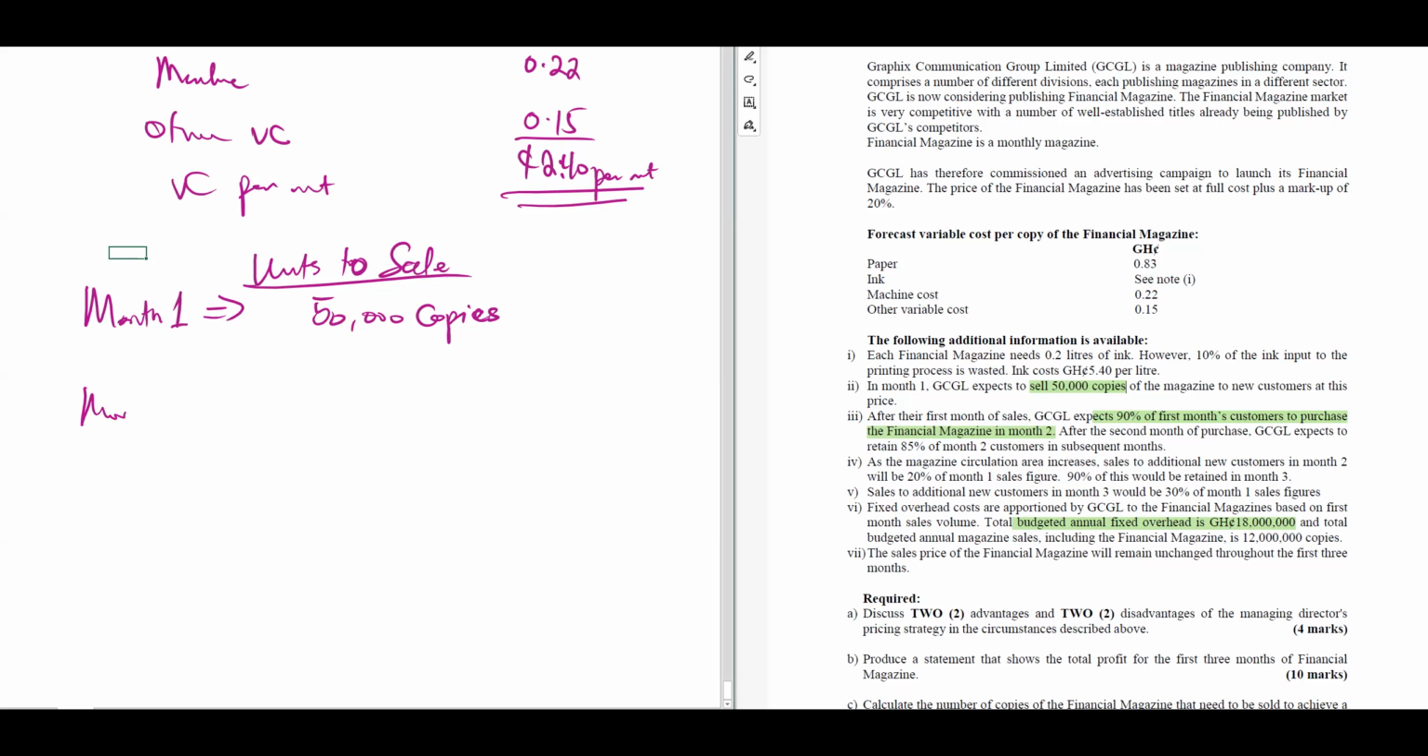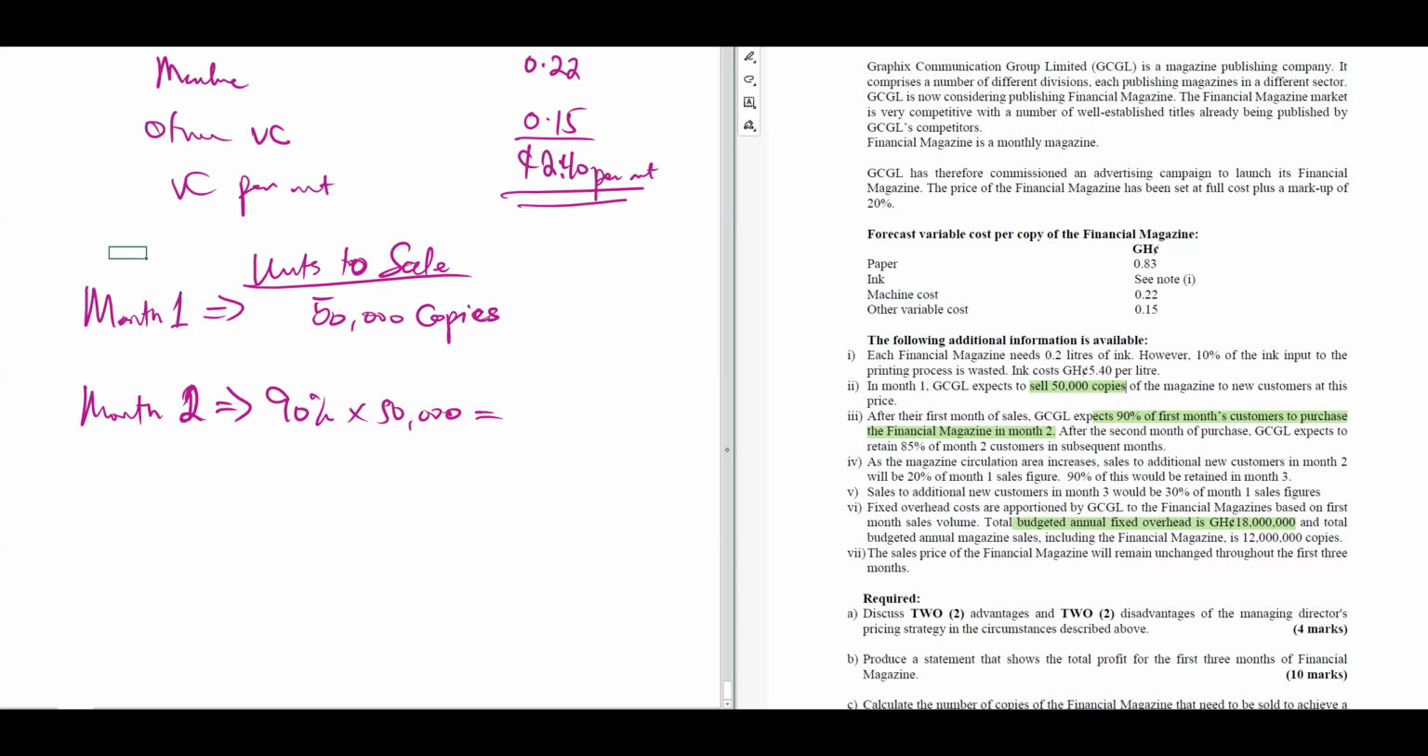Yes, sir. Month two. Just lay out all your variables. Month two. They said what? After the first month of sales, it's expected that 90% of the first month's sales will purchase in month two, right? That means 90% of the 50,000 units will be sold in the next month, right? So the next customers are going to purchase what?